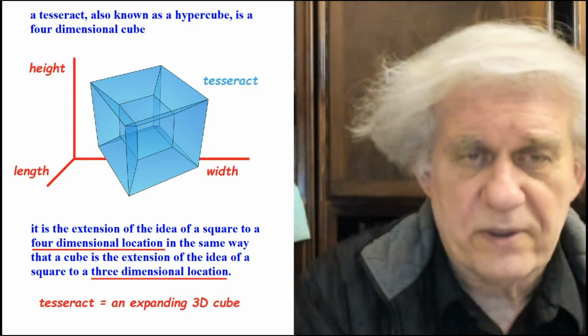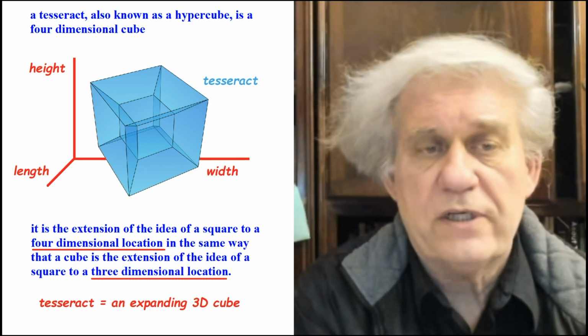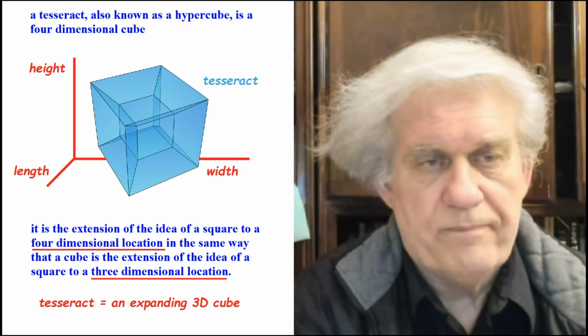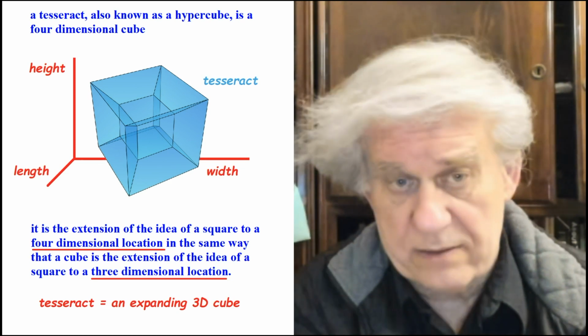Okay? And here it is. Let's go slowly with this so that you understand each point. Tesseract, also known as a hypercube, is a four-dimensional cube. Well, not really, because look at that. This is what this fellow says. And you look at that, no, it's got length, width, and height.